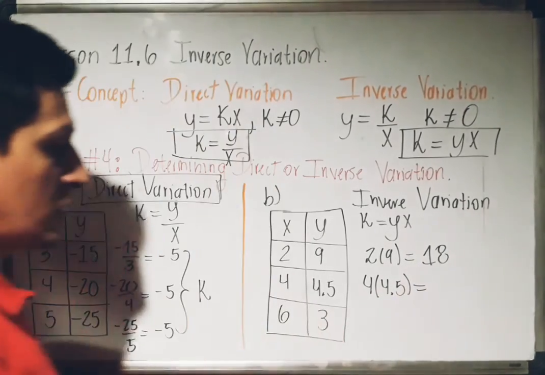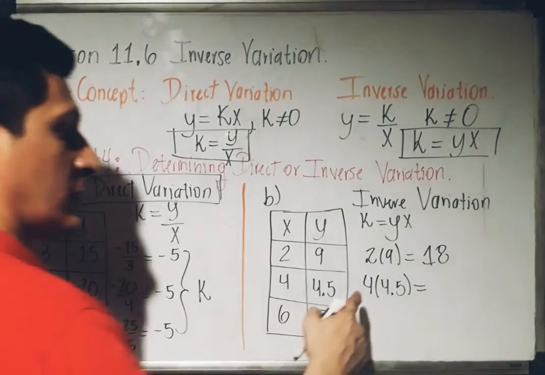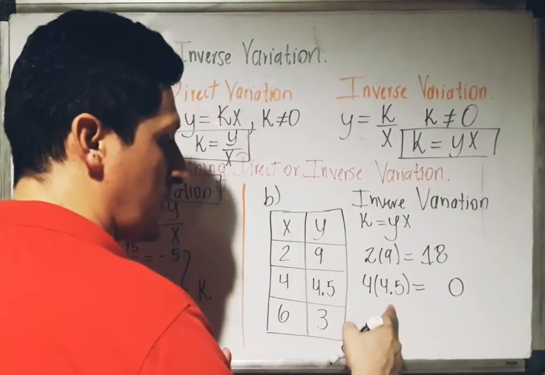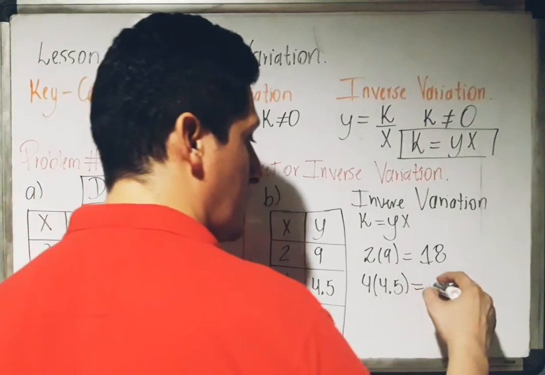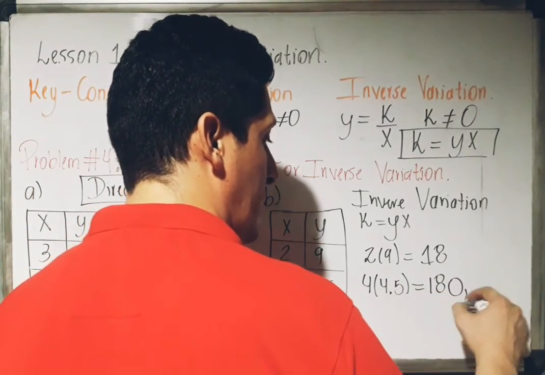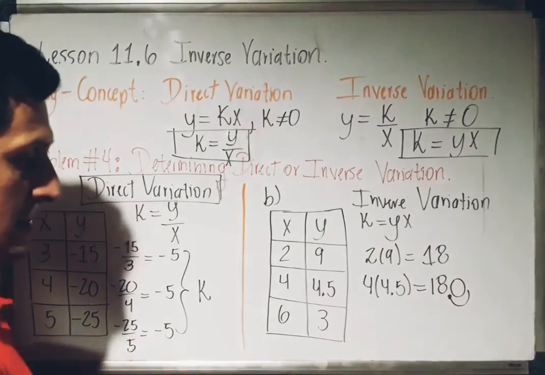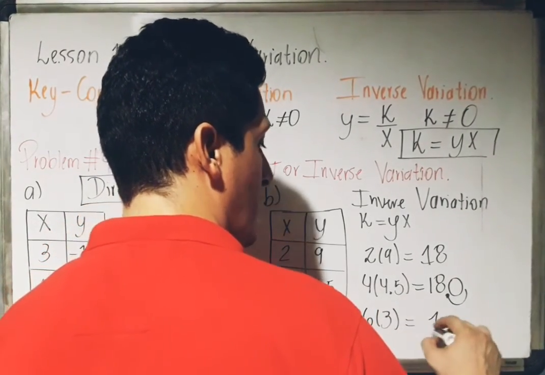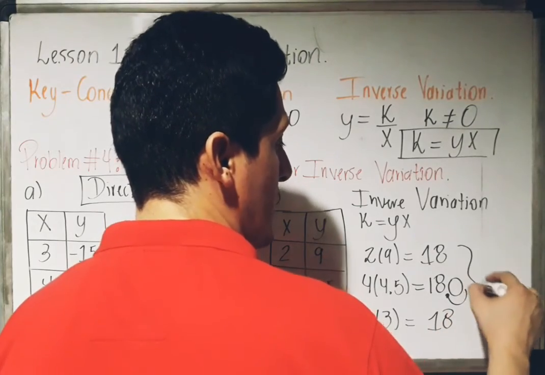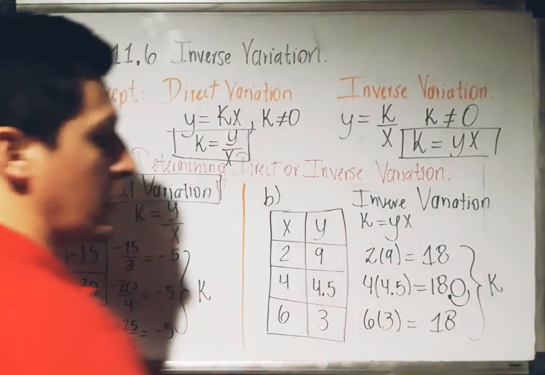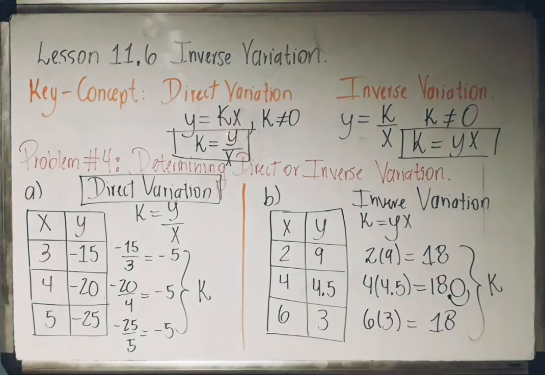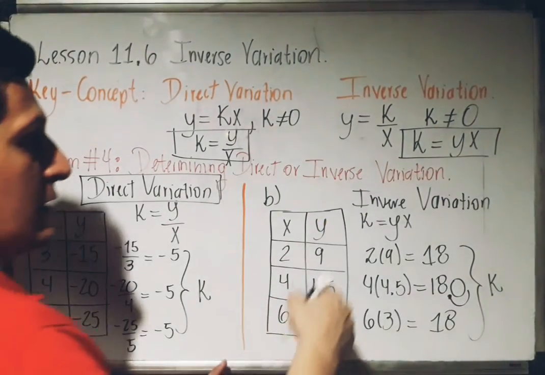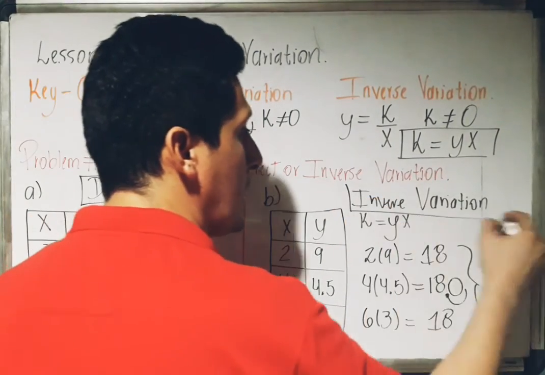If you multiply 4 times 4.5, it's going to be 4 times 5, that's 20. Then 4 times 4 is going to be 16, adding 2 is going to be 18. One decimal place means that it's going to be 18. And if you multiply 6 times 3, it's going to be equal to 18. Again you can see that all the values are equal to 18. Trying that using inverse variation means that this example is also an inverse variation.